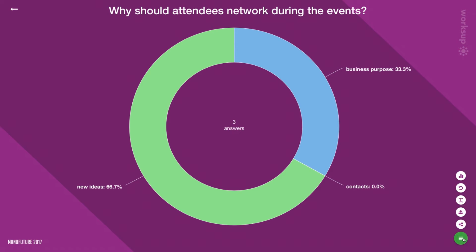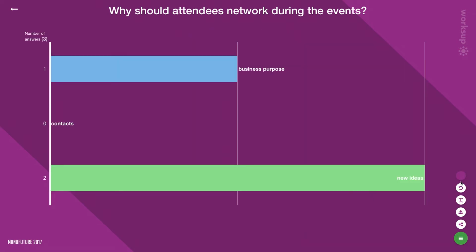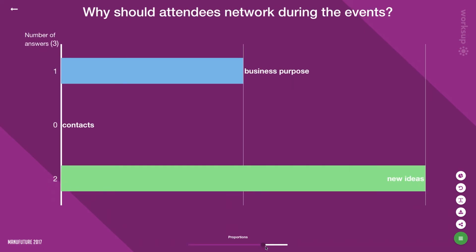Notice the menu on the right. You can also easily switch between bar and pie diagrams. From there, you can optimize the design to fit the resolution of your screen or projector.